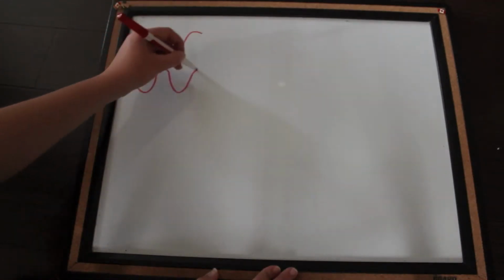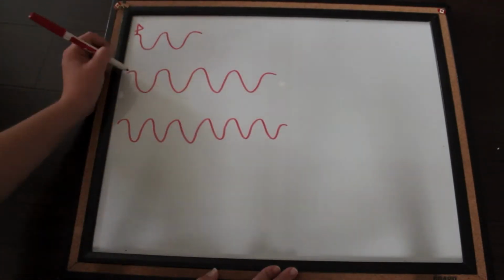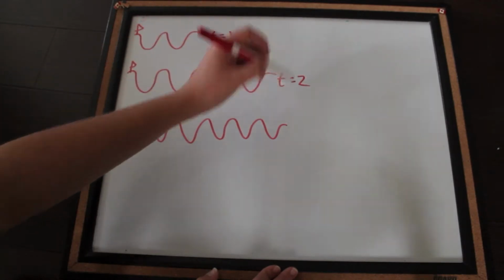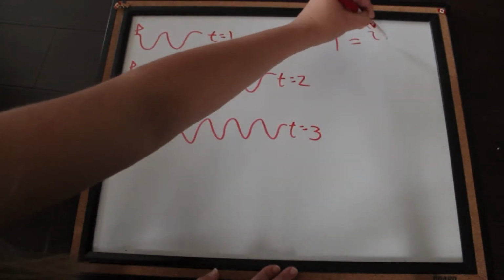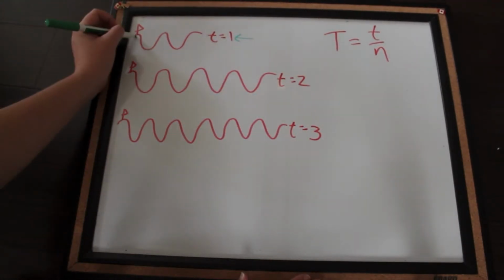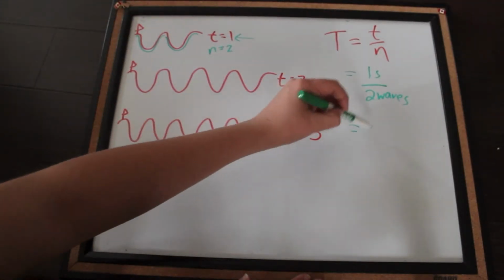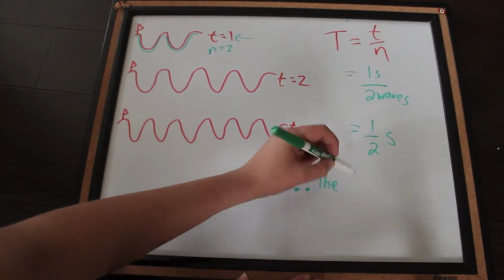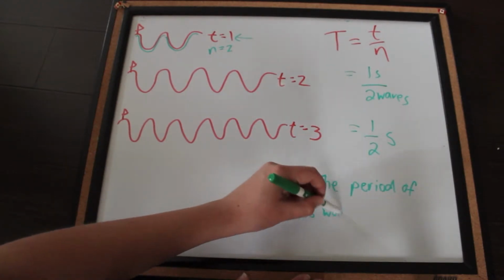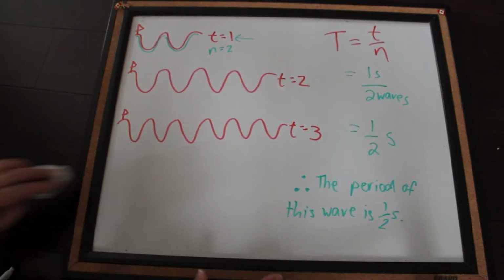Now let's do an example. In the first example, the time is 1, the second time is 2, and the third time is 3. So let's use the first one because it has the easiest numbers. t is 1 and n is 2. When we plug this in, the period equals half a second. So the period of this wave is half a second.